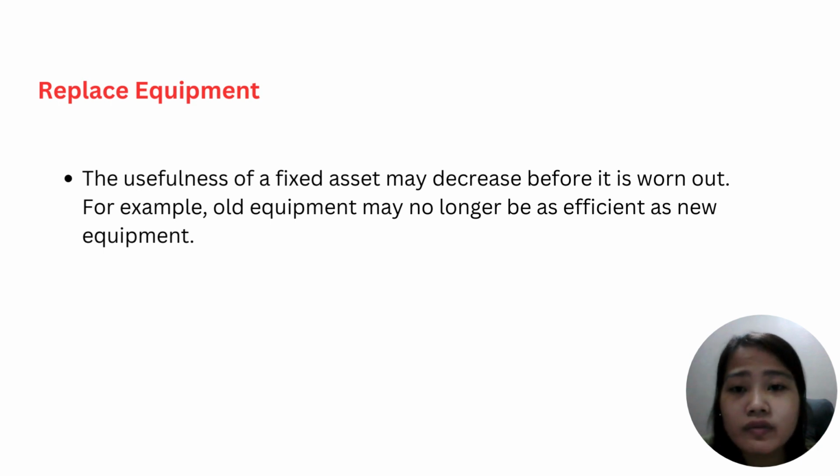So next we go with replace equipment. The usefulness of a fixed asset may decrease before it is worn out. For example, old equipment may no longer be as efficient as the new equipment. So here we take into consideration the value of an equipment over time.